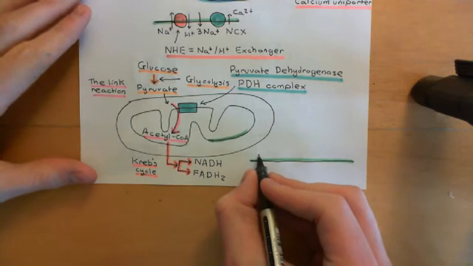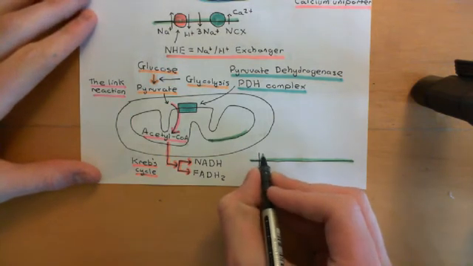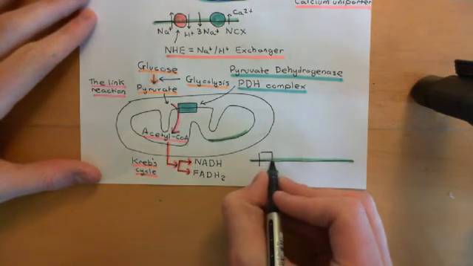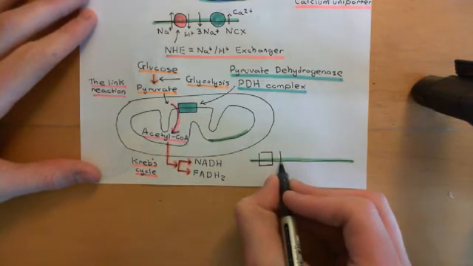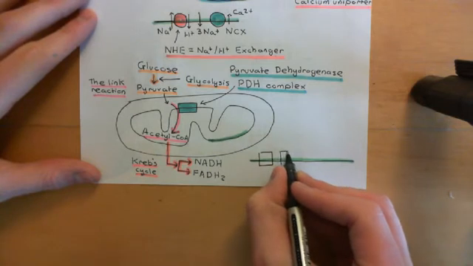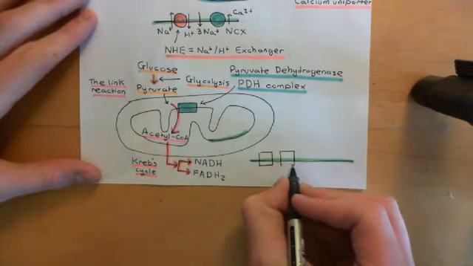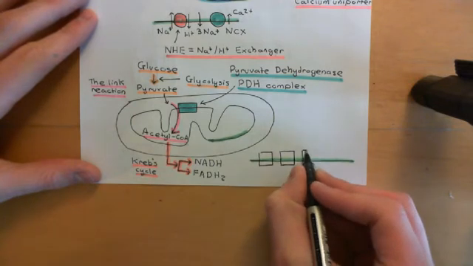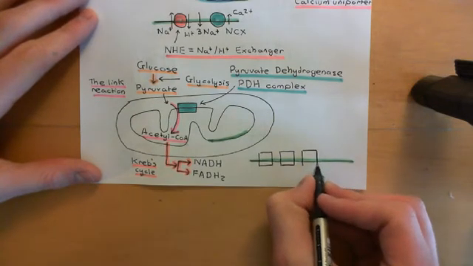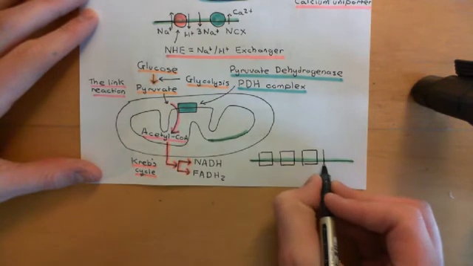Now, 4 of them are the main complexes, and then the 5th one is also called ATP synthase. 4 of these are involved in passing electrons along, and using energy that's released by the electrons to pump protons into the intermembrane space.